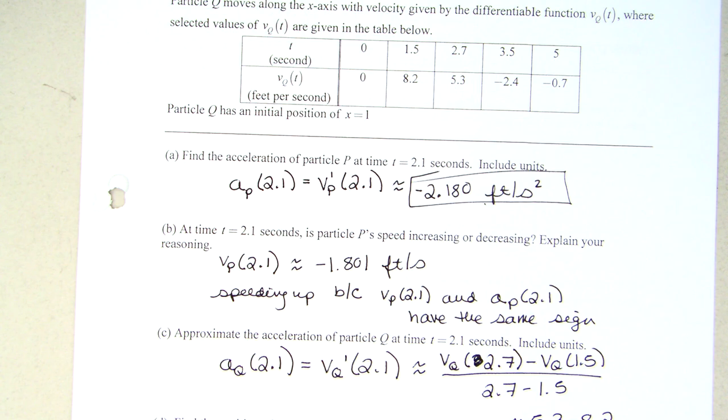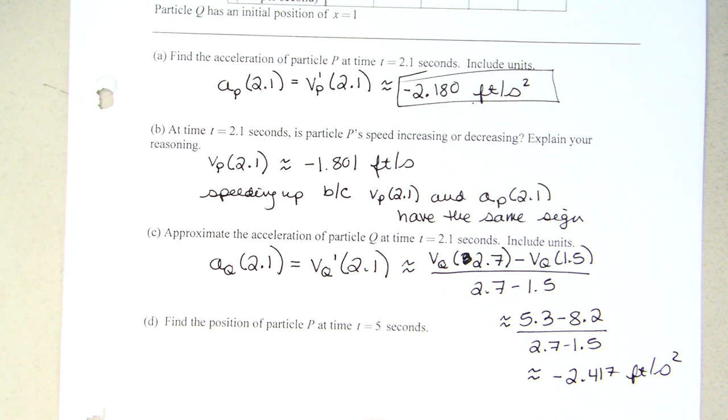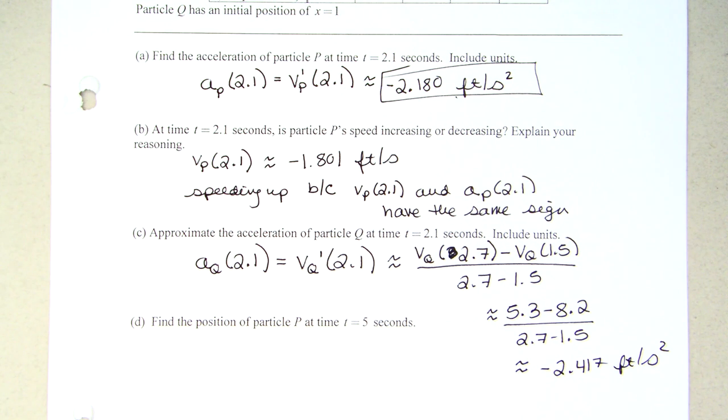Make sure you're sticking units on this. Particle motion won't always include units, but here, since it does, we've got to include them in our answers. Can someone tell me something? I'm not sold. Something different? Negative 2.417, I think. Check your typing in. Yeah. You found it? Feet per second squared. You can't see that. Negative 2.417 feet per second squared. Okay. Finally, something new. Find the position of particle P at time 5 seconds.